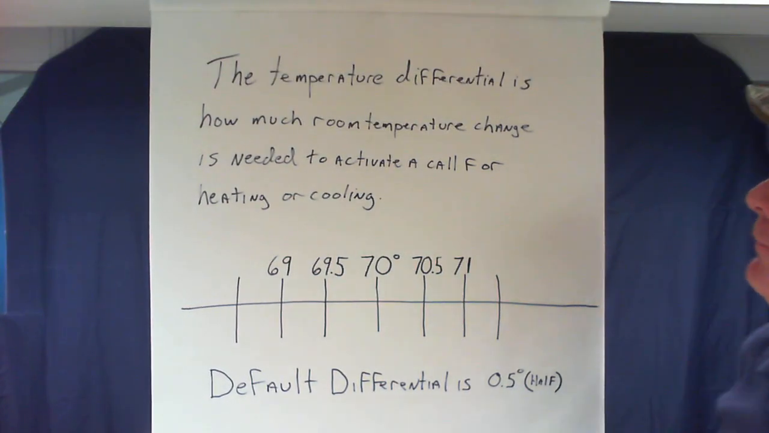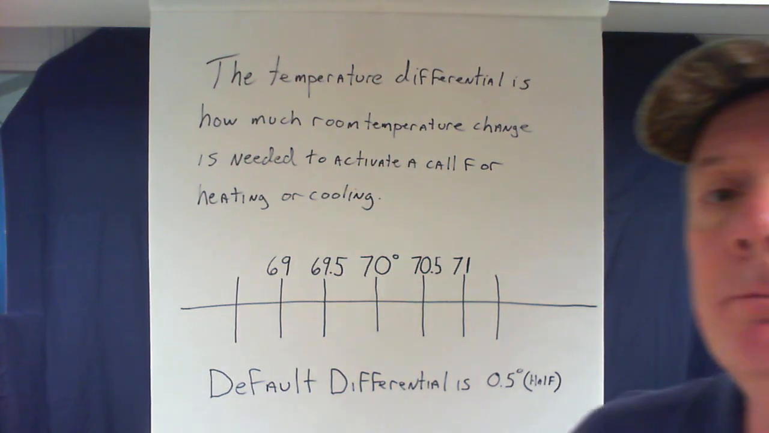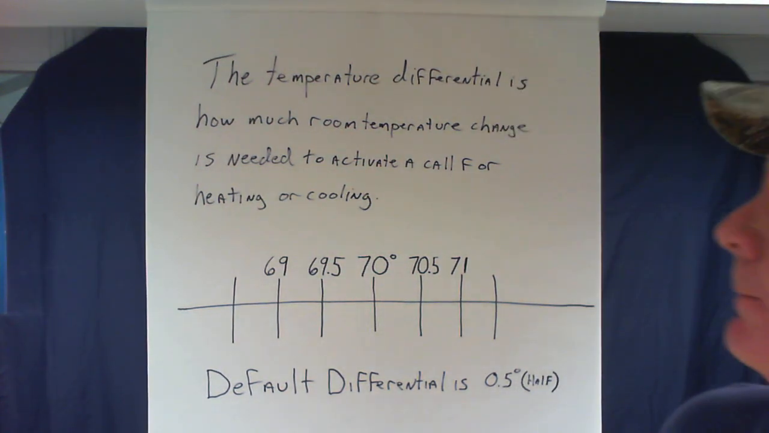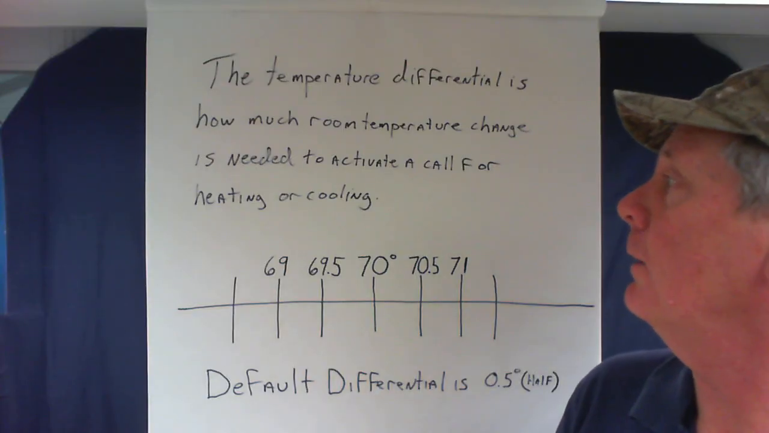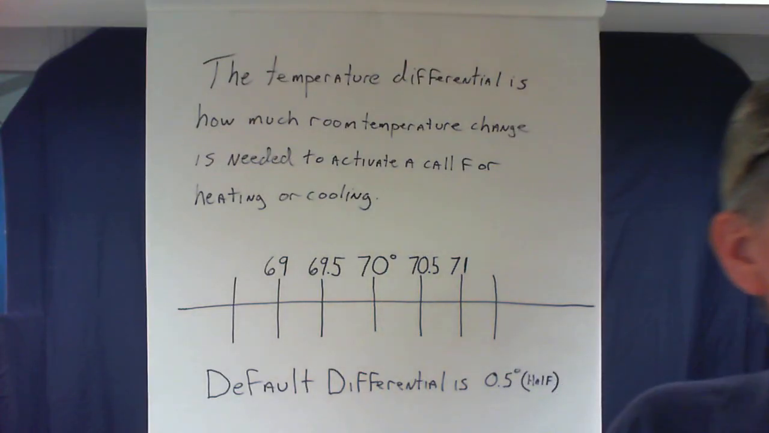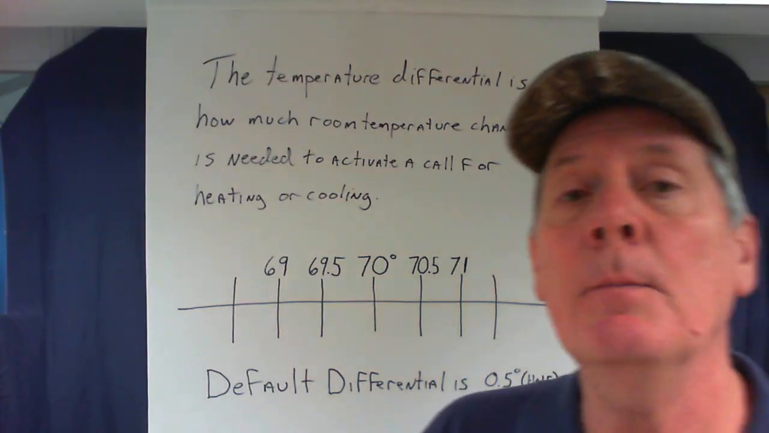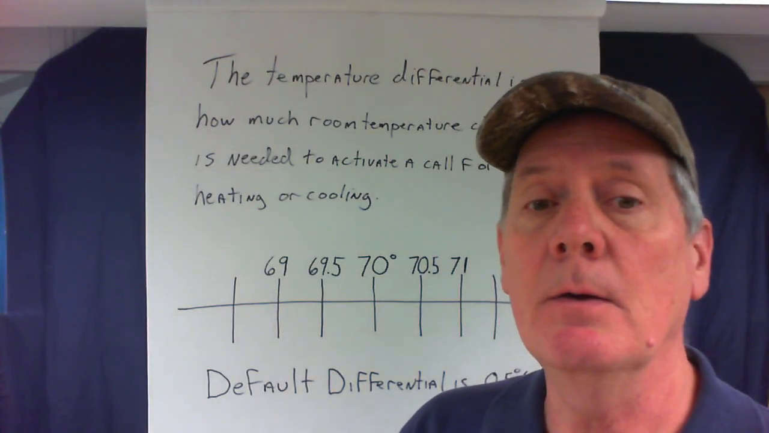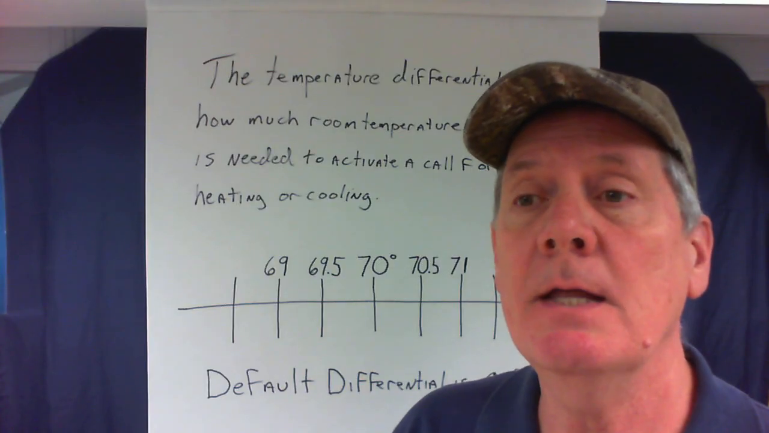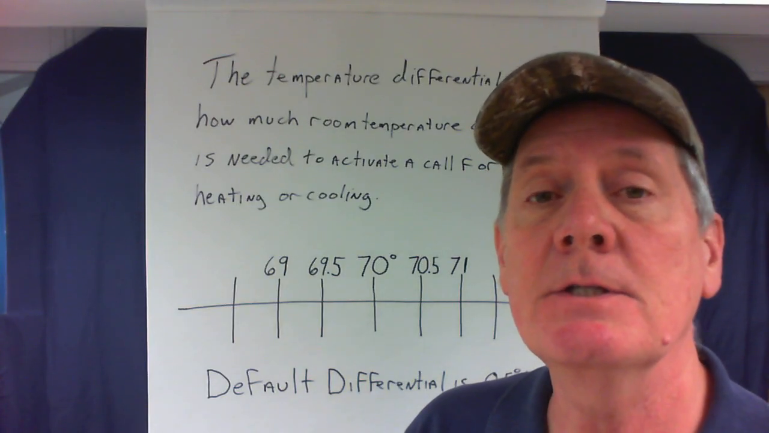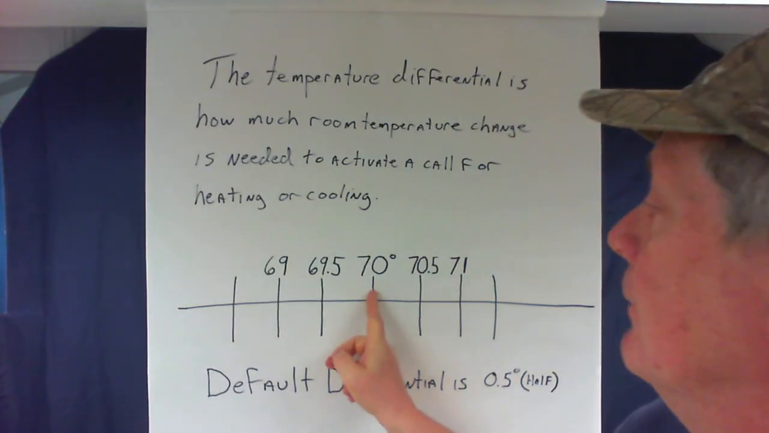The temperature differential is how much room temperature change is needed to activate a call for heating or cooling, depending on which mode you're in. So let's talk about the heating mode. So let's say we have our thermostat set to 70 degrees as our set temperature, 70.